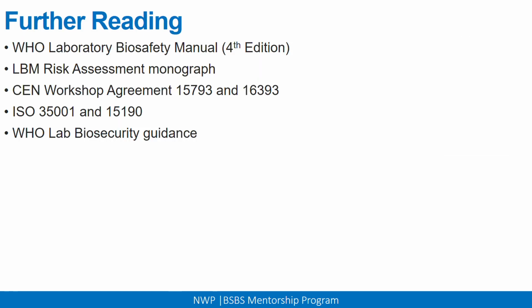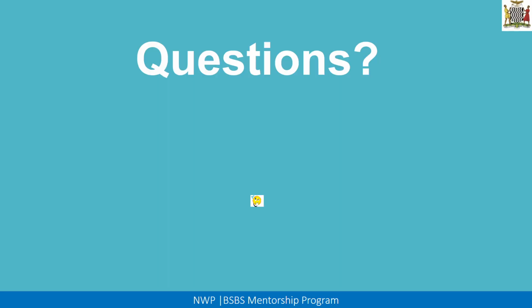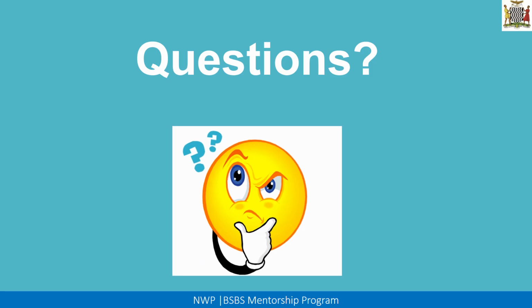Then lastly, of course, if you need further reading on your risk assessment, you can get more information from the documents that have been highlighted here. You can get more information from the Laboratory Biosafety Manual, the risk assessment monograph, as well as the CWAs and the ISOs. And if you need more information on biosecurity, you'll mostly find it in the WHO Laboratory Biosecurity Guidance. So that's it on session 9 and biosecurity.